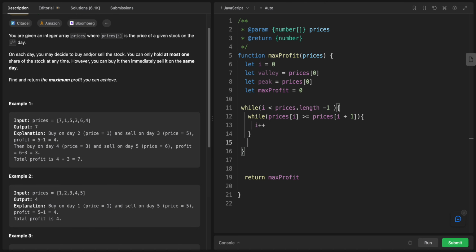However, when we find our own stock that makes sure that its next is bigger than it, that means that we gain profit. So we store it in the valley.